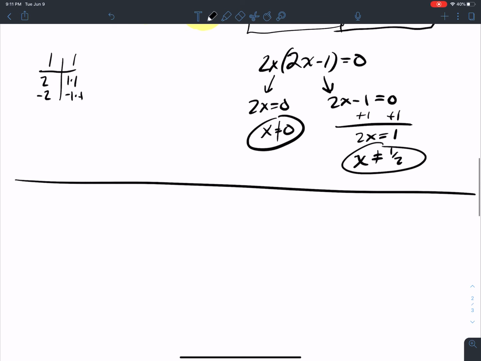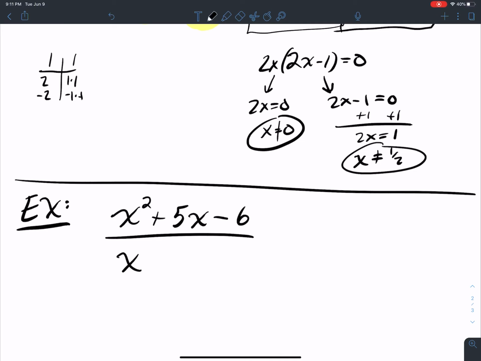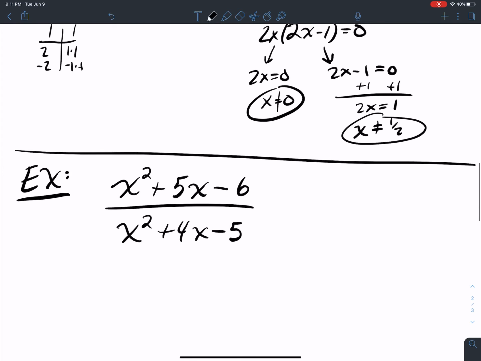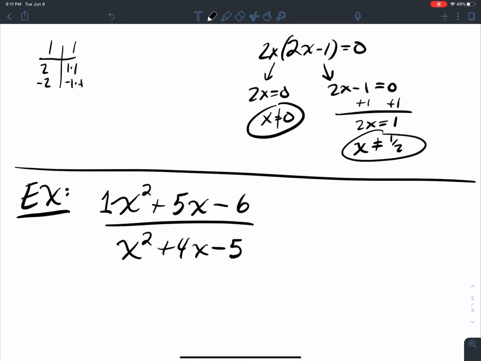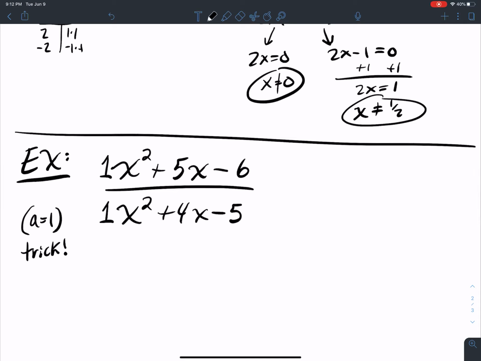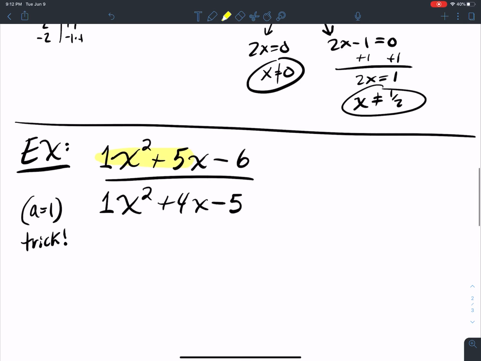Next up, x squared plus 5x minus 6 divided by x squared plus 4x minus 5. Now, you're going to run into a lot of these trinomials, and the trinomial T-chart AC method is kind of a headache. If you know that the a in front is equal to 1, there's a trick, okay? There's a trick to help you factor this quicker, all right? So let's start with the numerator.